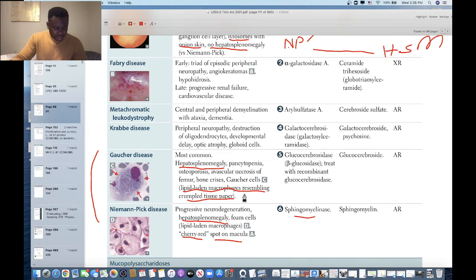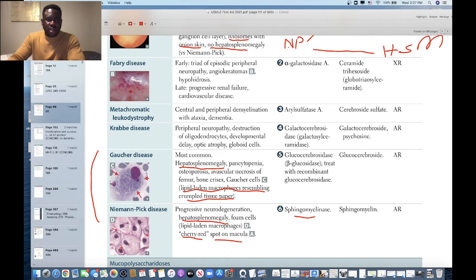So my mnemonic is Gaucher puts glucose in the tissue paper. To remember it, Gaucher puts glucose in a tissue paper. They'll always say it looks like a tissue paper for Gaucher. And then Gaucher has what? They have bone breakage, like their bones always break. They have soft bones that can always break, so they always have fractures.